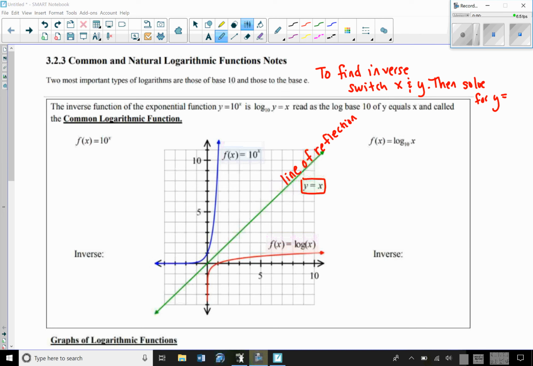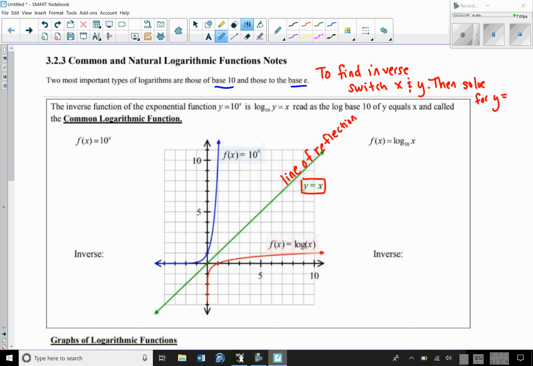3.2.3 Common and Natural Logarithmic Functions. So we learned about these last year. So this is kind of an overview of things that we learned last year. But recall that the two most important types of logarithms are those of base 10 and those of base e. So we're going to talk about the graphs real quick.